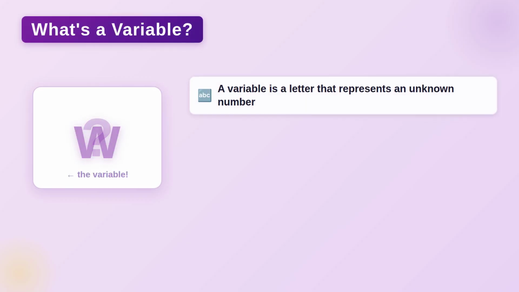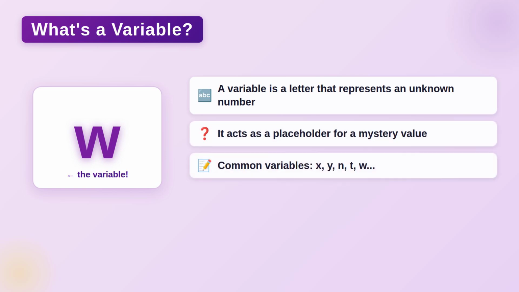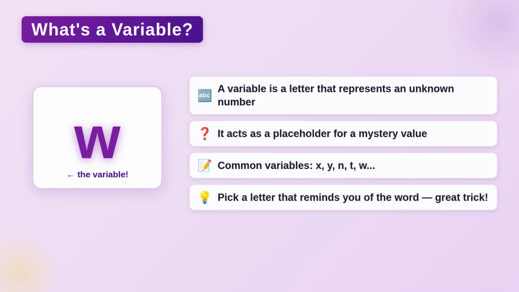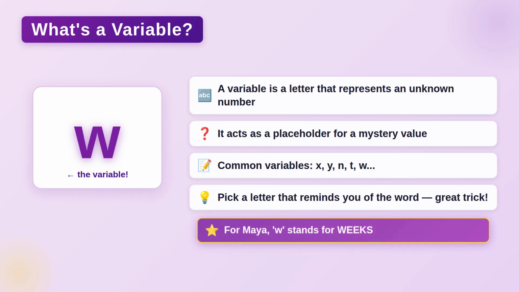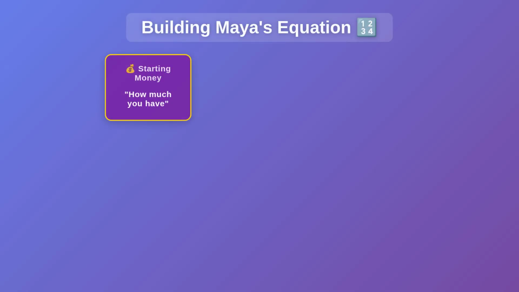Here's where the secret weapon comes in, the variable. A variable is just a letter, like X, Y, or in Maya's case, W, that stands in for a number we don't know yet. It's a placeholder for our mystery value. For Maya, the big question is, how many weeks? So let's use the letter W to represent the number of weeks she needs to save. Using a letter that reminds you of the word is a great trick. Now we have all the pieces we need to build our equation.